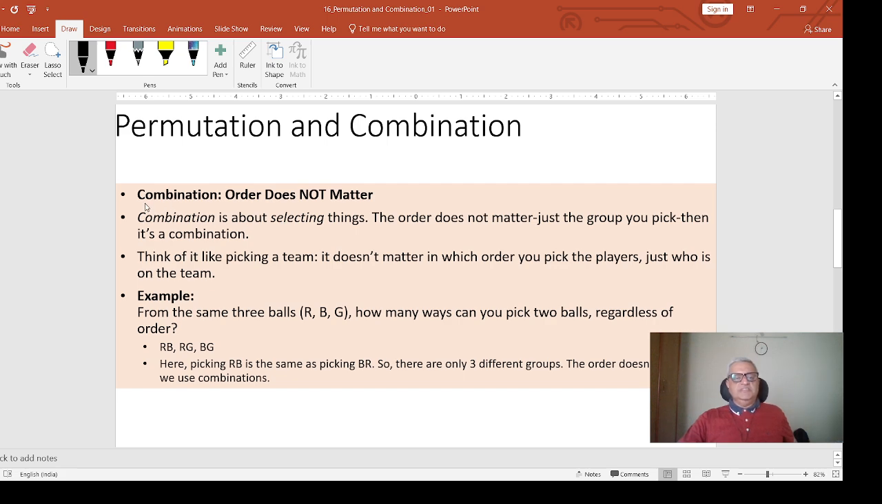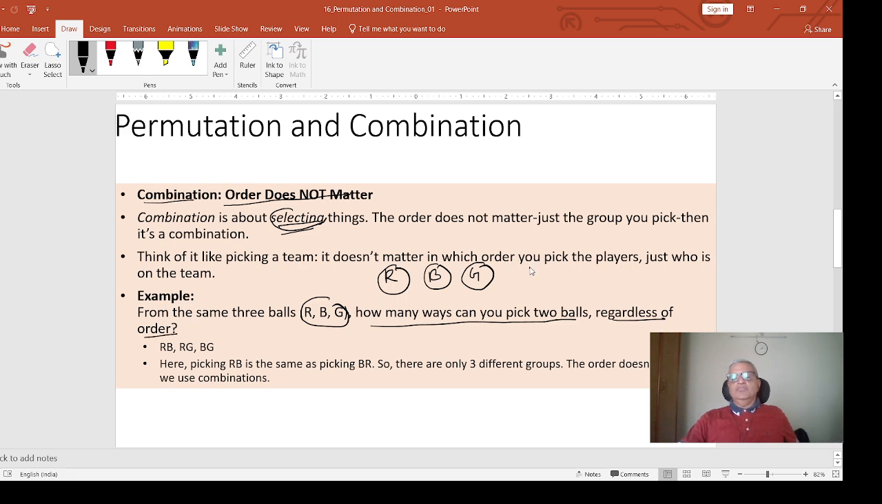Let's see what combination is. Combination is about selecting things. Permutation was about arranging things, and combination is about selecting things. When you are doing selection, order does not matter. You pick up things. Say for example, the same three balls are given to us: red ball, blue ball, and green ball. And we are asked what are the different ways you can pick two balls regardless of order.